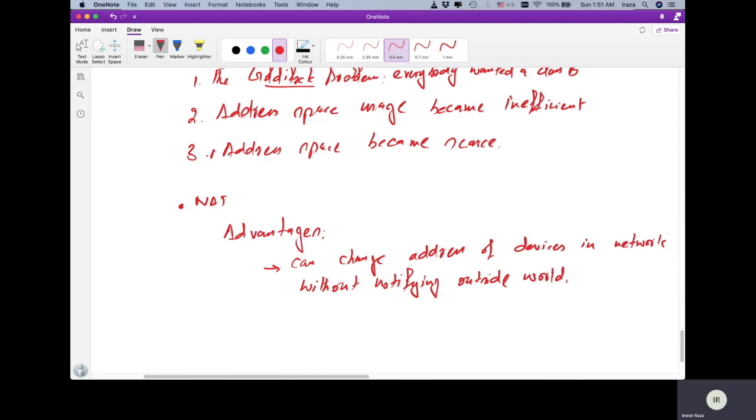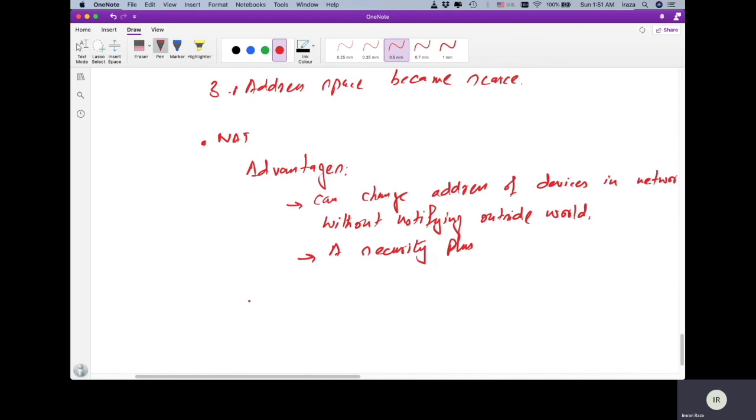And the second advantage is that the devices inside the local network are not explicitly addressable by or visible to the outside world. So you can say it's a security plus, right? Why? Because the outside network or the machines cannot address the local machines directly. Then let's talk about the disadvantages of NAT, network address translation.